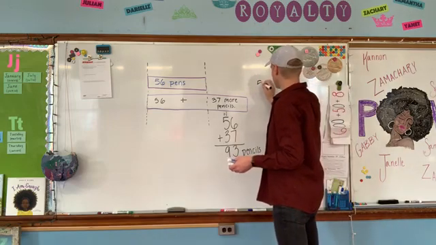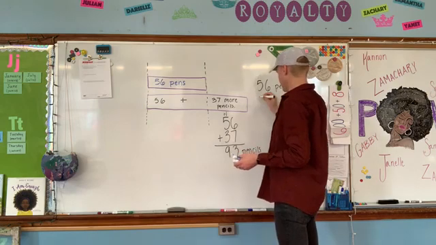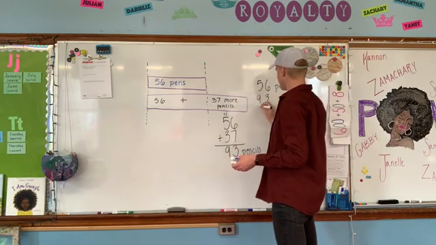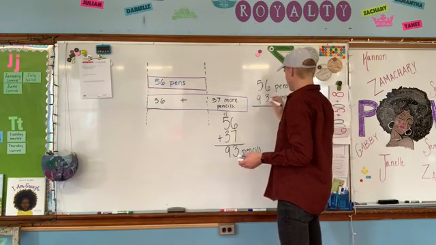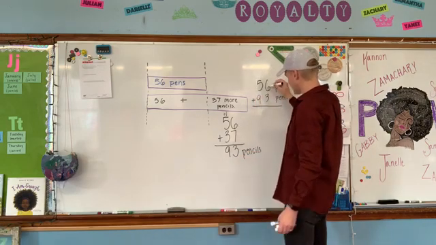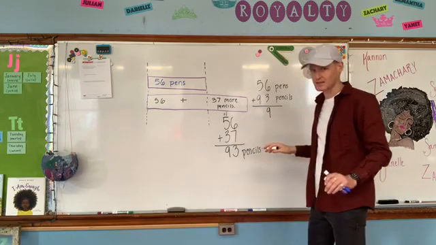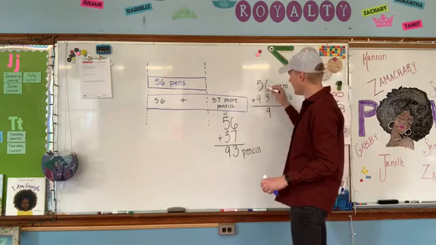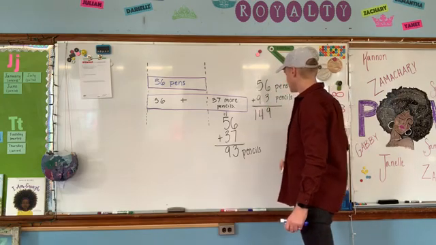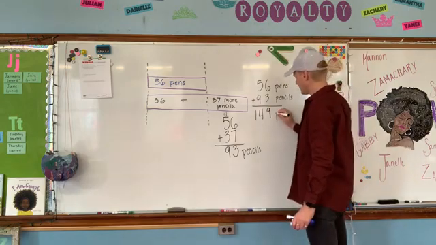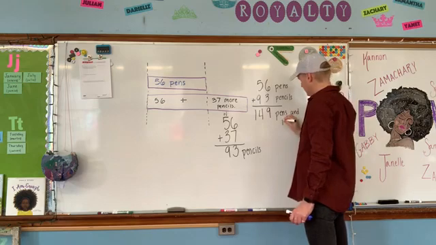So 56 pens plus 93 pencils. And that's going to be 6 plus 3 equals 9. I don't need to carry anything because it's not above 9. And I have 5 plus 9 is 14. So she has 149 pens and pencils.